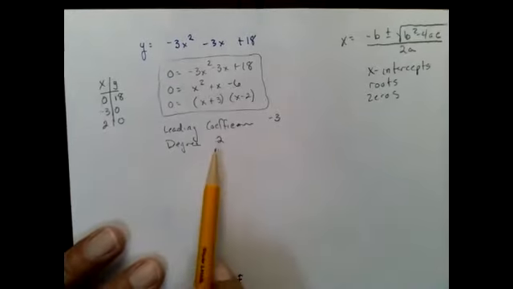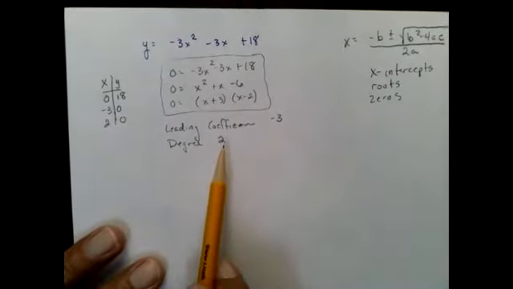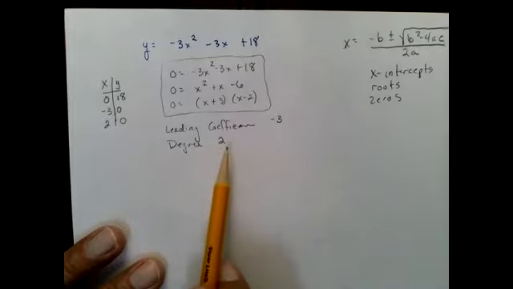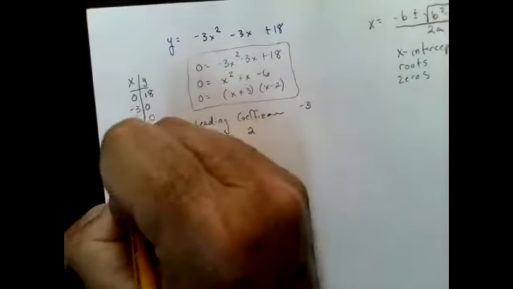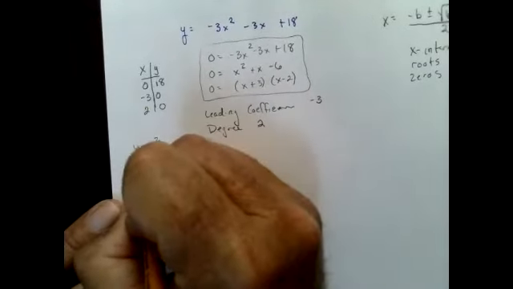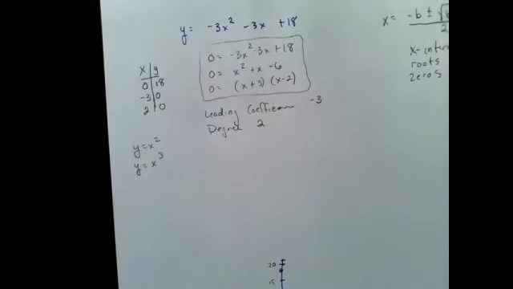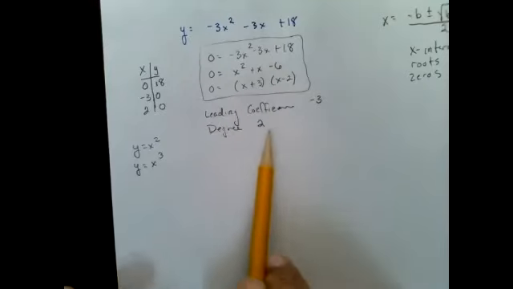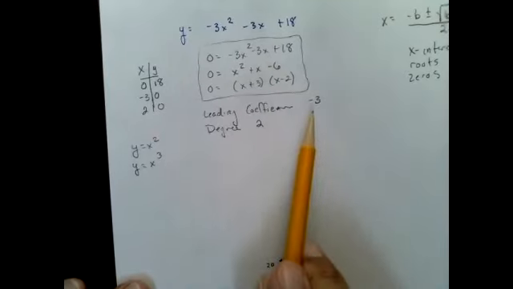So because the degree was 2, I knew that this was a parabola and it was U-shaped. That was one of my parent functions, y equals x squared. Another one was y equals x cubed. So I have an idea of what all these are going to look like. Because the degree is 2, the leading coefficient was negative.